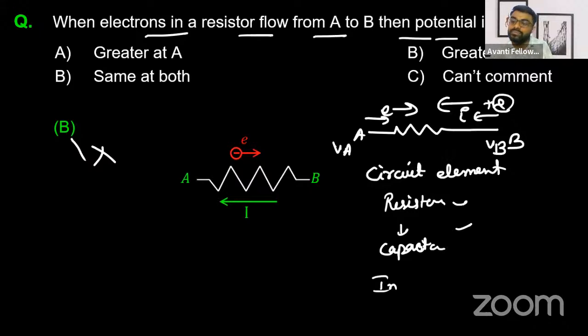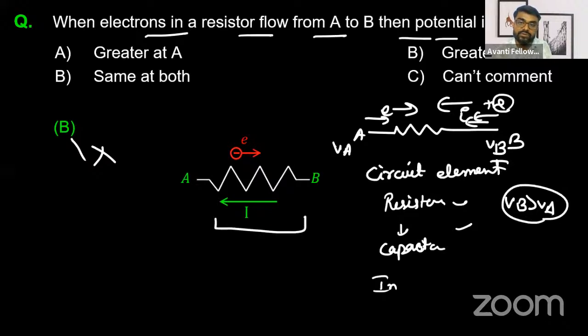Very simple, yaar. So we'll say if the current is flowing like this, using the water analogy, VB must be greater than VA, because current is flowing from here to here. Okay? Simple. VB has to be greater. How will the current flow then? So they say the solution is what?